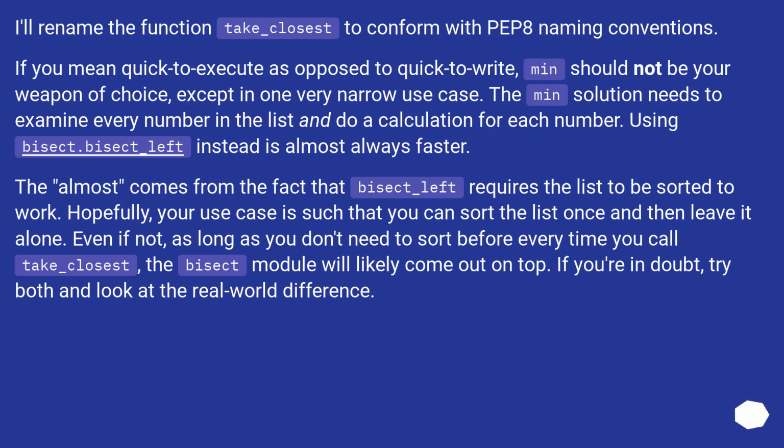Even if not, as long as you don't need to sort before every time you call take_closest, the bisect module will likely come out on top. If you're in doubt, try both and look at the real-world difference.